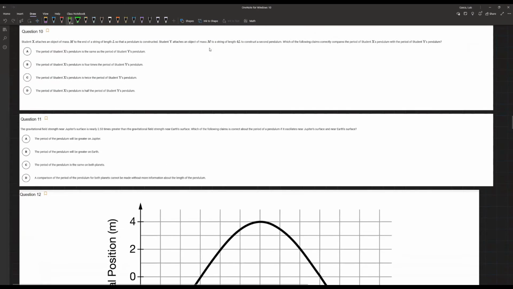Let's go to number 10. The student attaches a mass of big M to the end of a string of length L so that a pendulum is constructed. Student Y attaches an object of mass big M to a string of length 4L to construct a second pendulum. Which of the following claims correctly compares the period of student X's pendulum to the period of student Y's pendulum? Let's go.